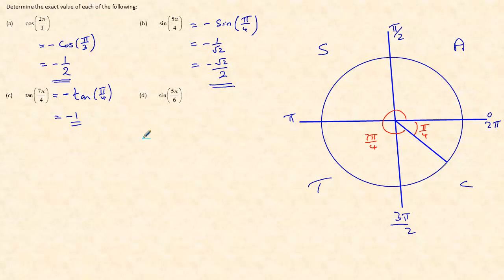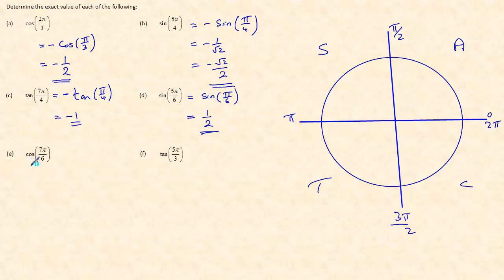Now we want sine of 5 pi by 6. Well, pi is 6 pi by 6, so it's going to be just before we get there. So in other words, if this angle just here is 5 pi by 6, we need another pi by 6 in order to get round to pi. So that's our associated acute angle. And of course we're in the S quadrant, so the sign is positive. So this is exactly the same as sine of pi by 6. And sine of pi by 6 is a half.